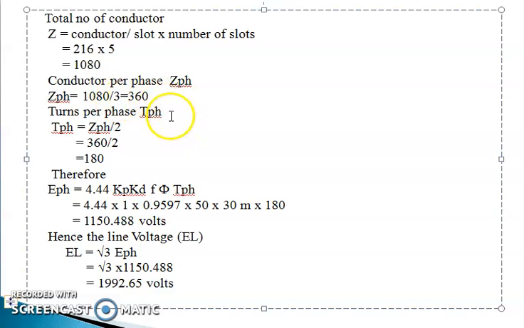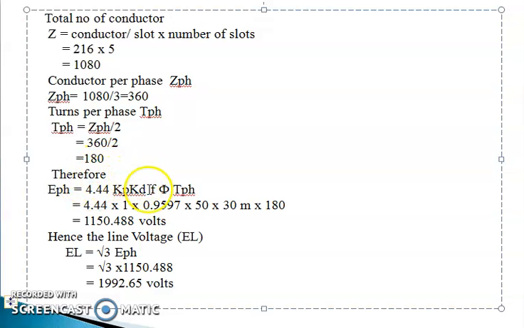So turns per phase, T phase, because Z is equal to 2T, or T is equal to Z by 2. Remember any one formula. So turns per phase can be calculated as Z phase by 2. Z phase is already calculated as 360. 360 divided by 2 is 180. So the T we got is 180.